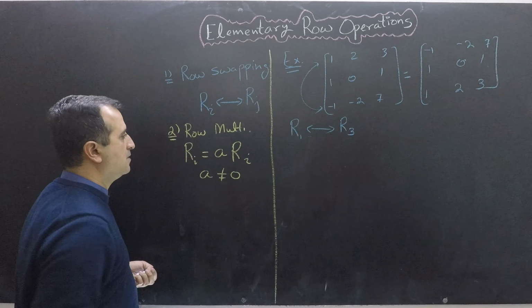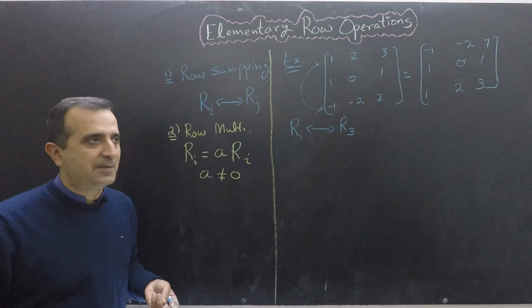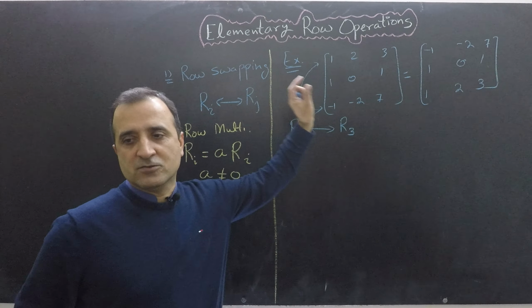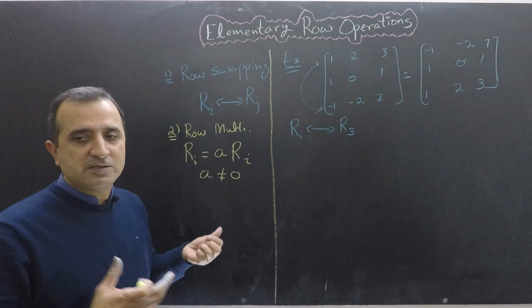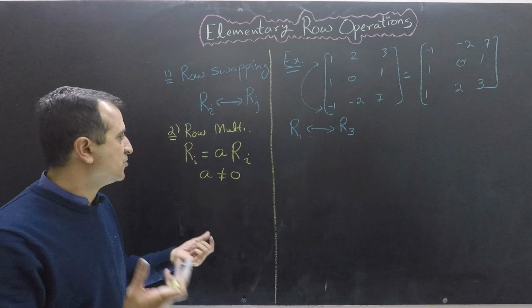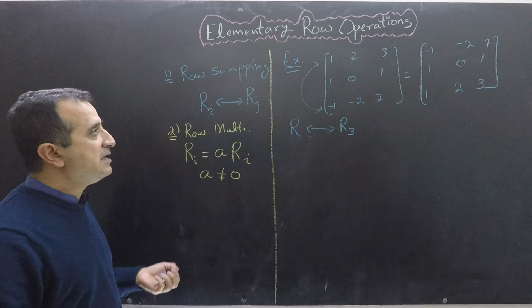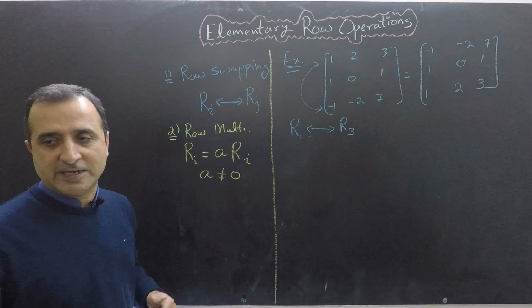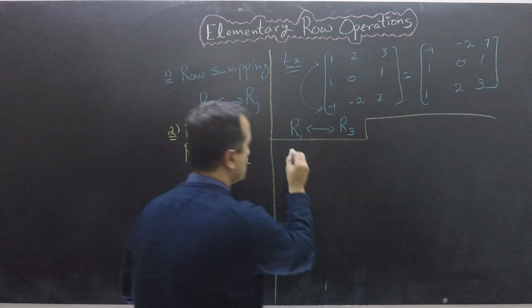But why? We will see that multiplying with 0 basically makes the matrix inconsistent. We want to preserve the solution represented by the matrix, and by multiplying by 0 we basically destroy that solution. That will come later on. So now let's do an example of row multiplication.